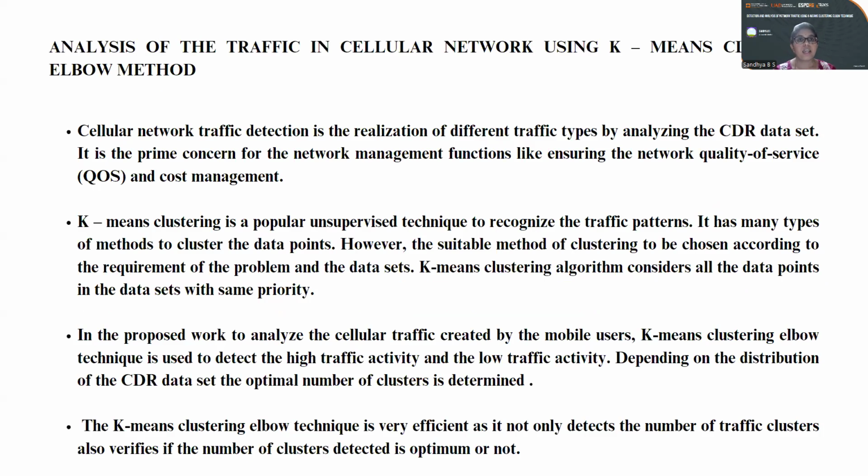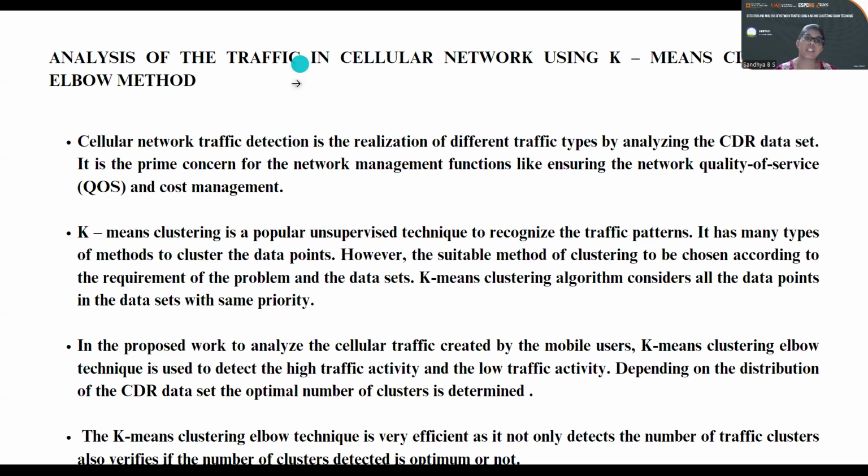Next, it is analysis of traffic in cellular network using K-means clustering elbow method. Cellular network traffic detection is the realization of different traffic types by analyzing the CDR data set. This is the prime concern for the network resource management functions like ensuring the quality of service and cost management. K-means clustering is a popular unsupervised technique to recognize the traffic patterns. It has many types of methods to cluster the data points.